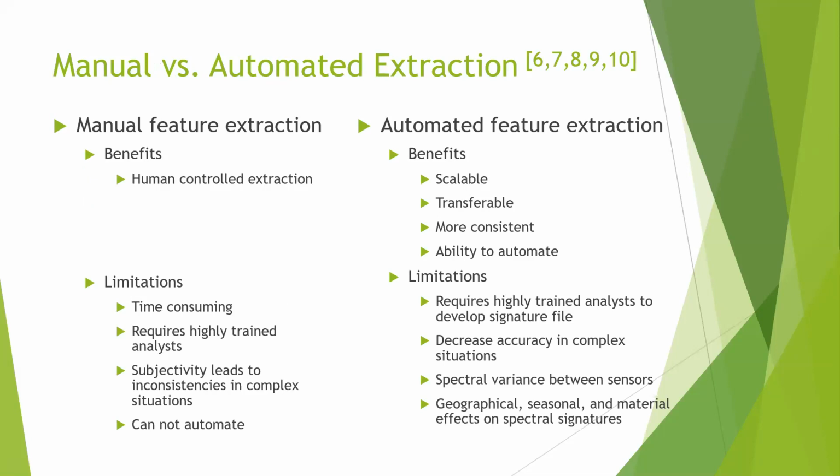As I mentioned, there are two different extraction methods to get the dwelling information to derive image-based population estimates, and that's manual and automated extraction. Some of the benefits of the manual extraction is that it's human controlled. However, it's very time consuming. It requires highly trained analysts to use image guides to digitize the camps. Additionally, the subjectivity that is associated with manual extraction can lead to inconsistencies in complex situations.